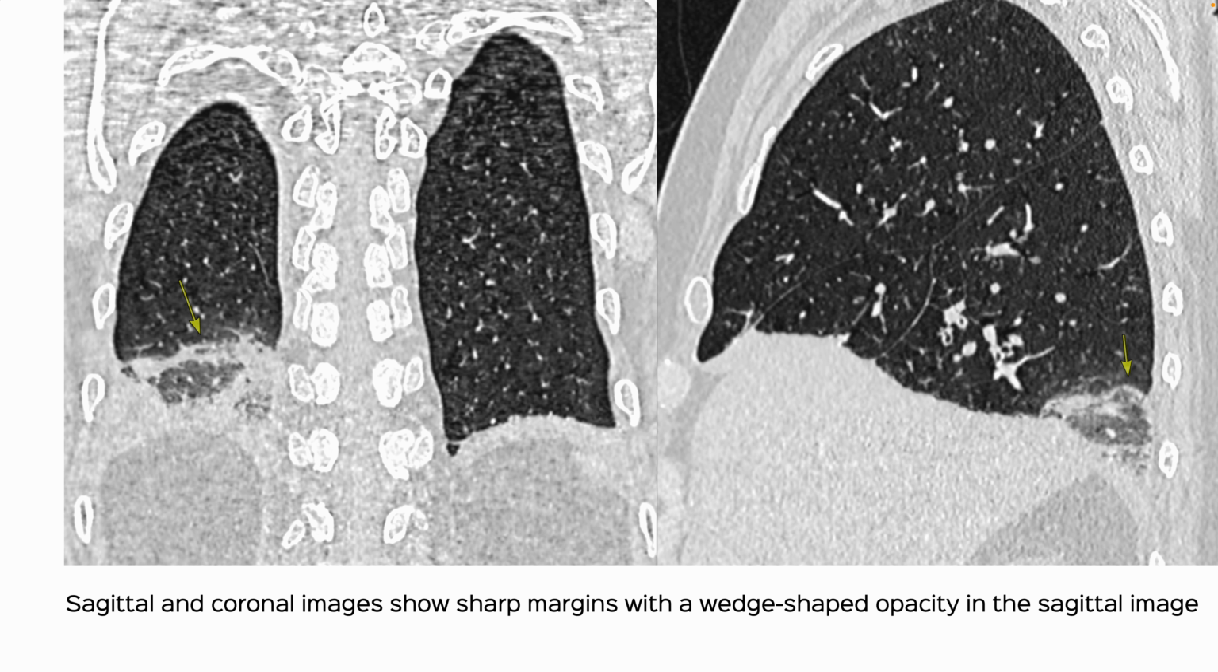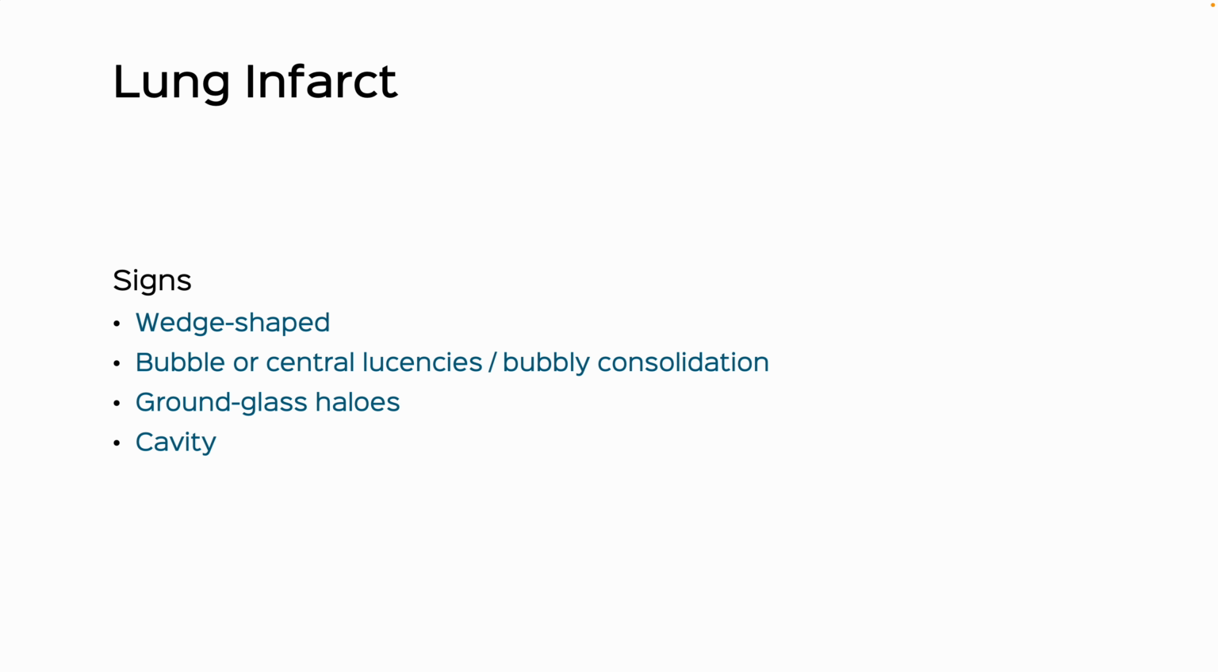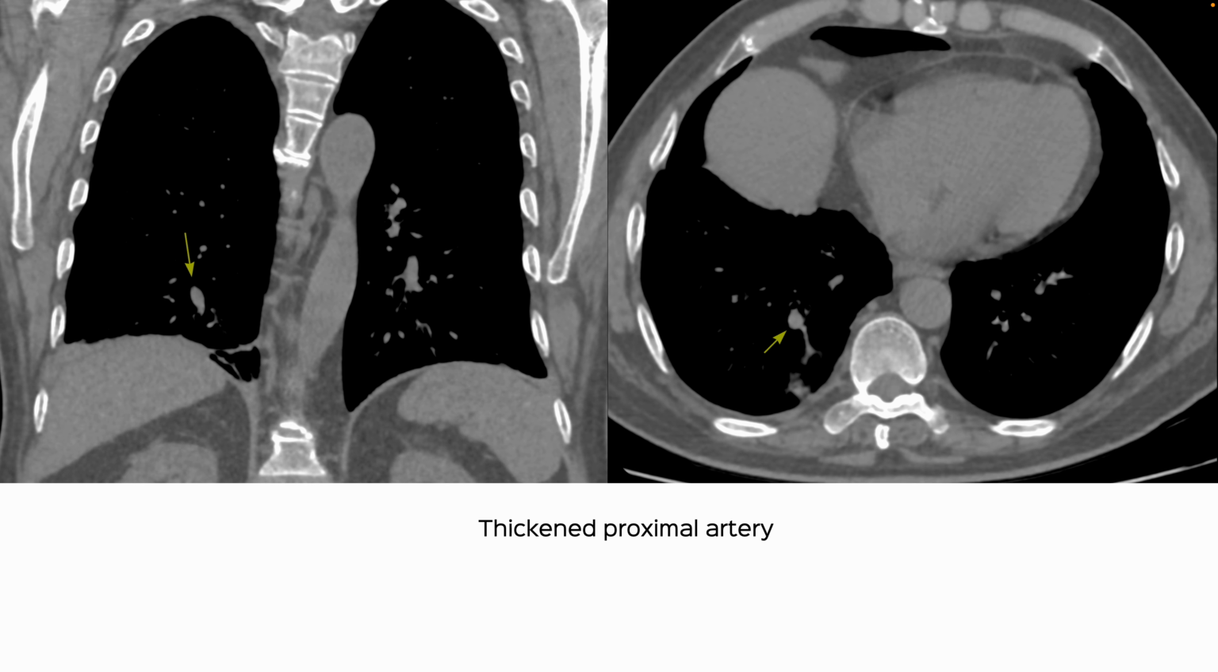lung infarct. And so then we looked at the sagittal and coronal images, and you can see really sharply marginated wedge shaped lesion with heterogeneous density here, and a very sharp, in fact, like a straight edge sign on the coronal images. And if you look at the signs of a lung infarct, this fits in perfectly into a diagnosis of lung infarct.